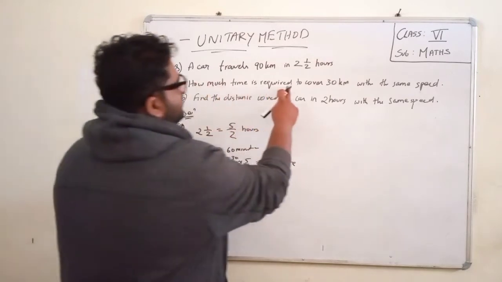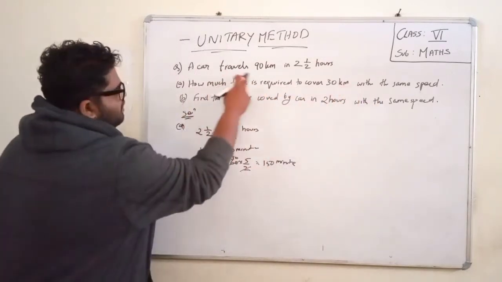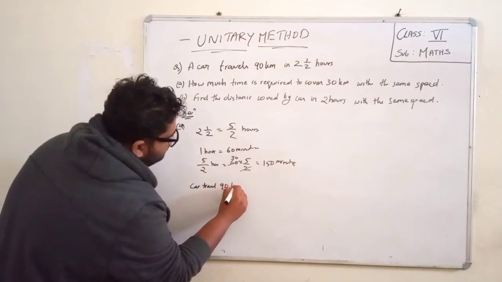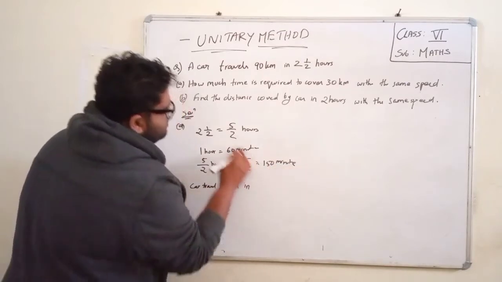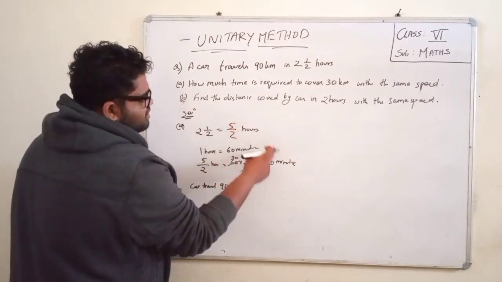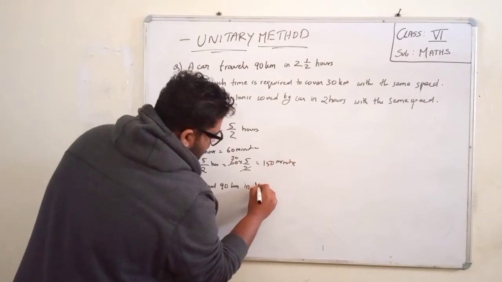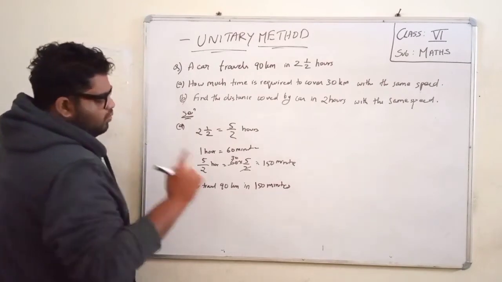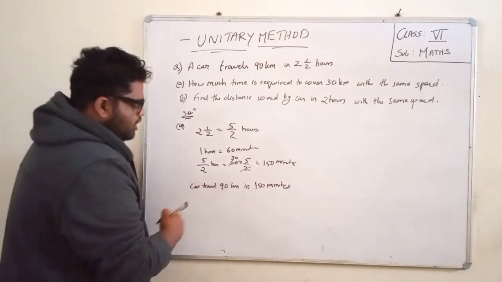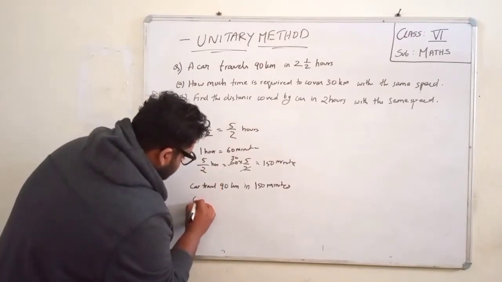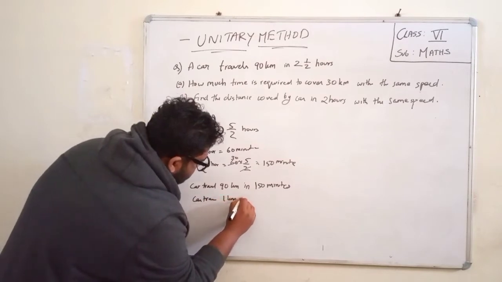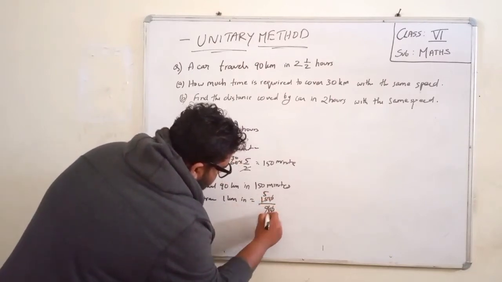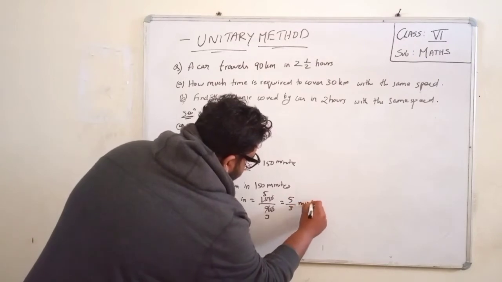Now, how much time is required to cover 30 km with the same speed? We have the car travels 90 km in 150 minutes. We know that 2.5 hours means 5/2 hours, which is 150 minutes. So in 1 kilometer, how much time? Here we use the unitary method. The car travels 1 kilometer in 150 by 90, which is equal to 5/3 minutes. Okay.